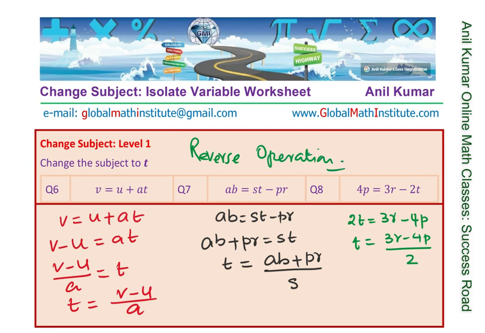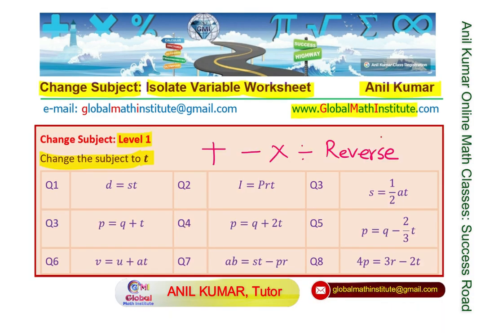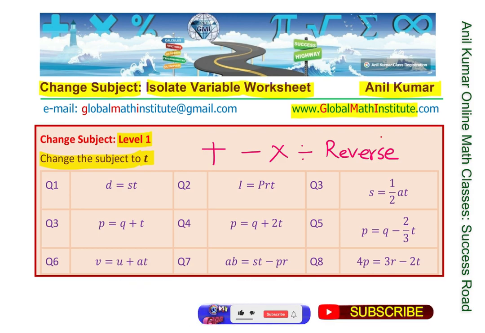I hope with this you have understood the process. Feel free to write your comments, and you should try the level 2 questions which are being shared with you. In level 2, we'll have fractions and proportions involved to isolate the variable. But anyway, we have understood the very first set of questions, 9 of them, where addition, subtraction, multiplication and division were the main operations to be performed to change the subject.